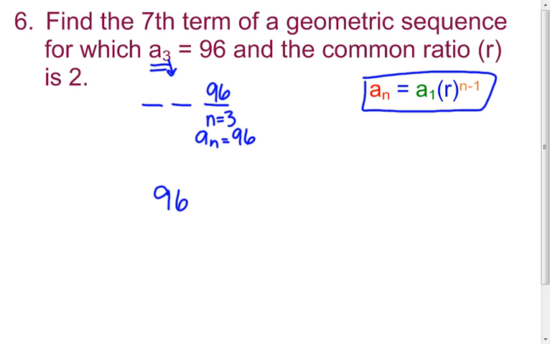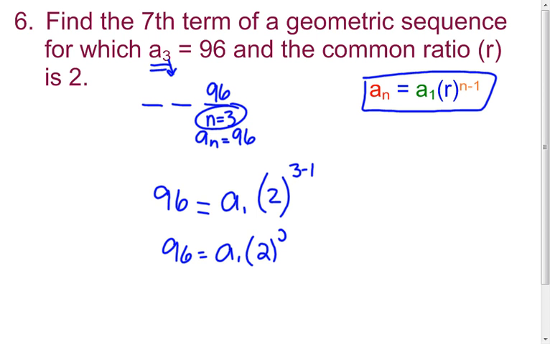So I have 96 equals. The problem is I don't even know what the first term is. So that's going to be a little bit of a stickler. I'll talk about that in a minute. I know that the ratio is 2. And I know that I am going to use n equals 3 right here. So I will go to the 3 minus 1. Okay. So 96 equals the first term times 2 squared, or 96 equals the first term times 4.